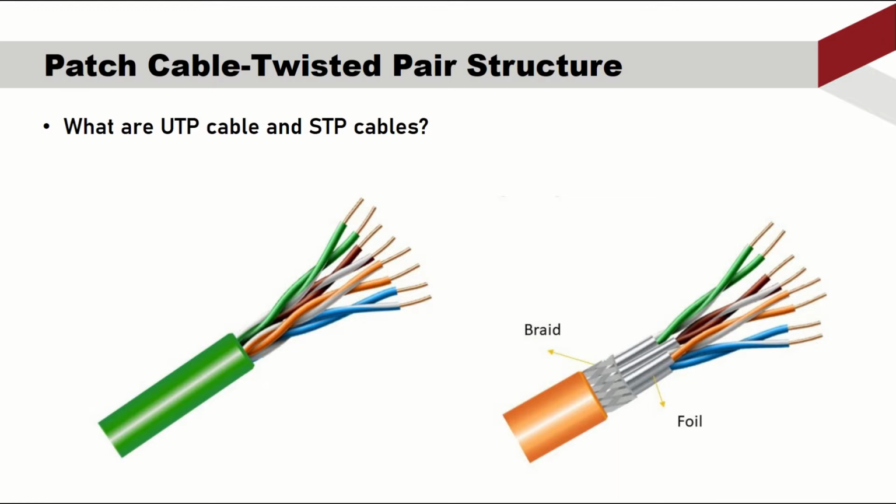Next, what are the UTP and STP cable? The UTP means the unshielded twisted pair, and the STP means the shielded twisted pair. The UTP is the most common in the internet installations, and for STP there are many different kinds of STP type, like the braided or aluminum foil, and they are used to prevent the crosstalk and EMI.